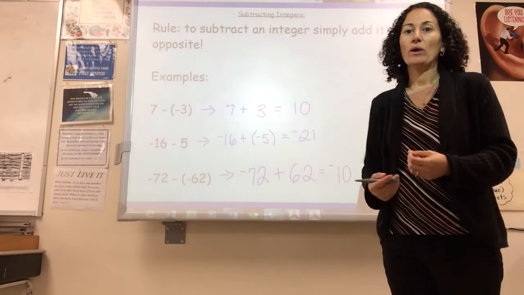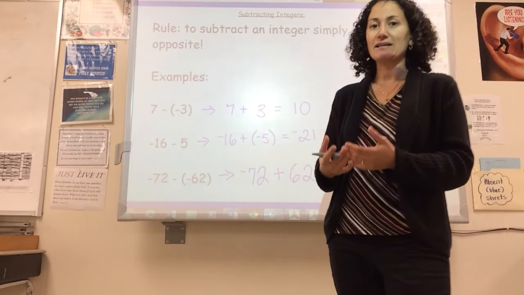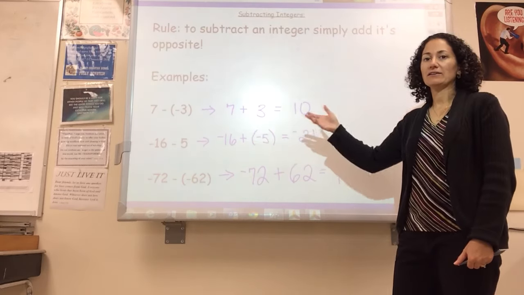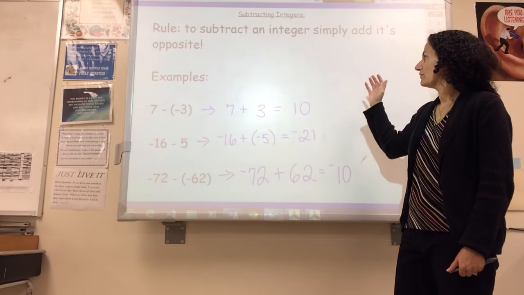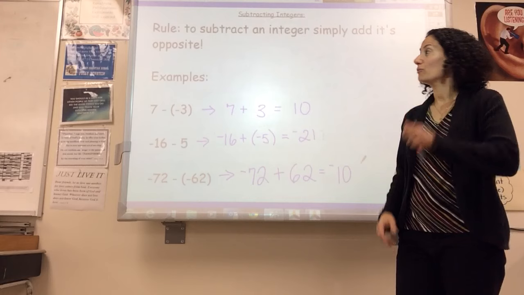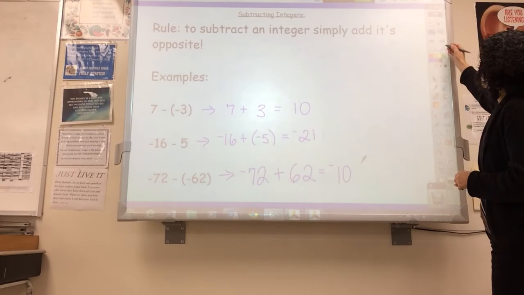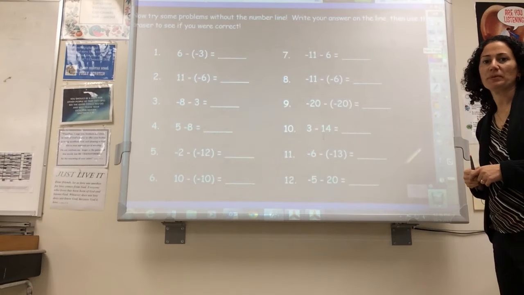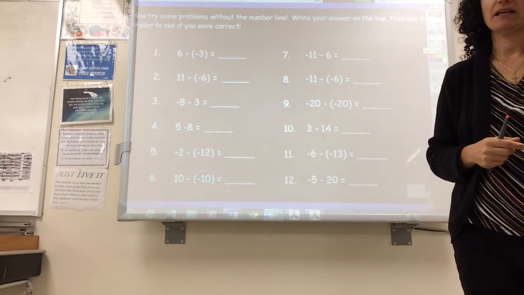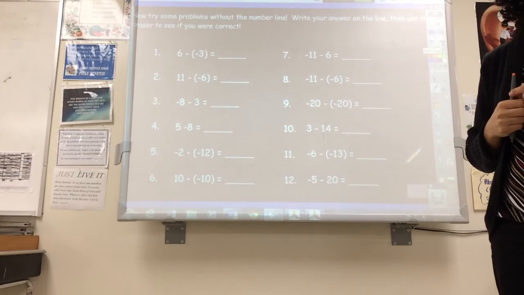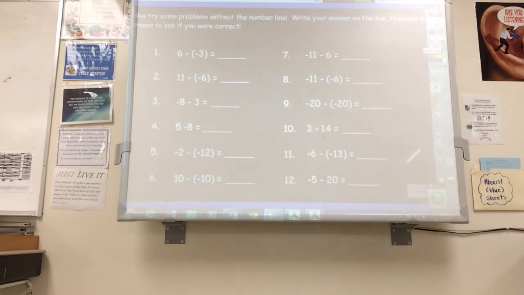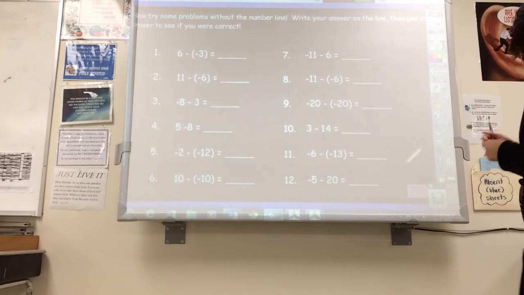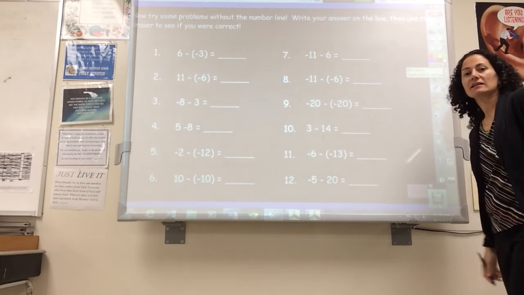So to summarize, when you see subtraction, you add the opposite. You rewrite the problem as an addition sentence, and then follow the rules for adding, which you know by now very well. So let's practice this. I want you to try the problems on this page. Pause the video, unpause it when you're finished, and we'll go over the answers. Okay, let's see how you did.